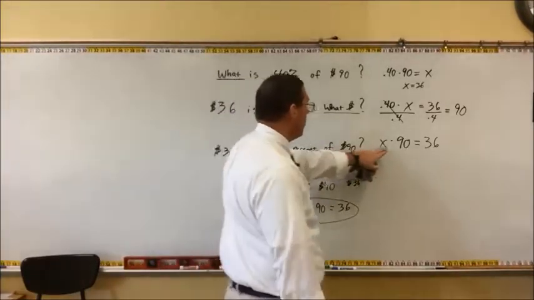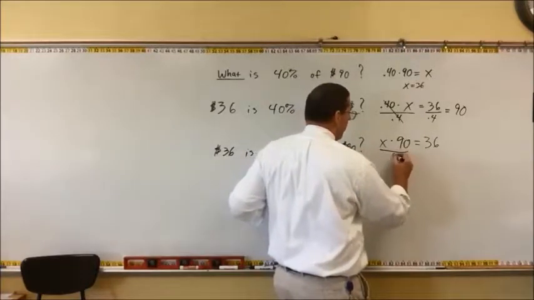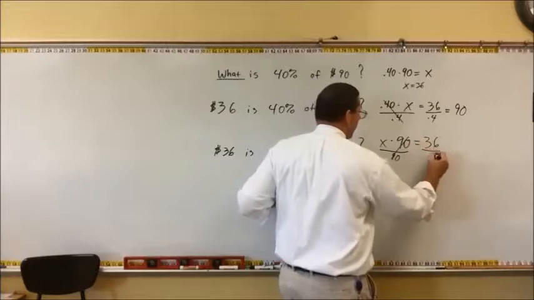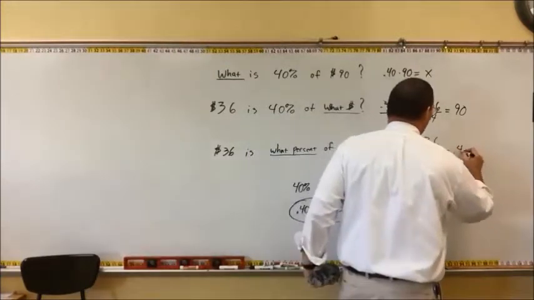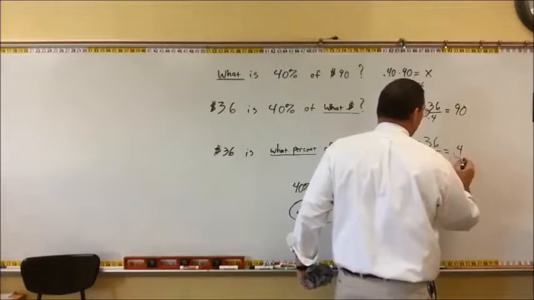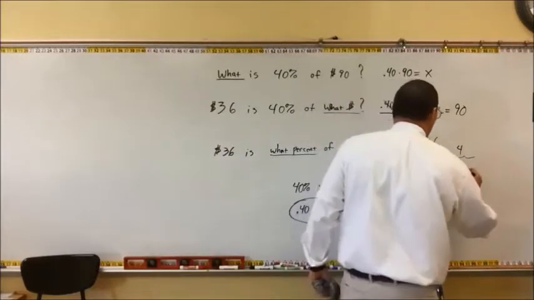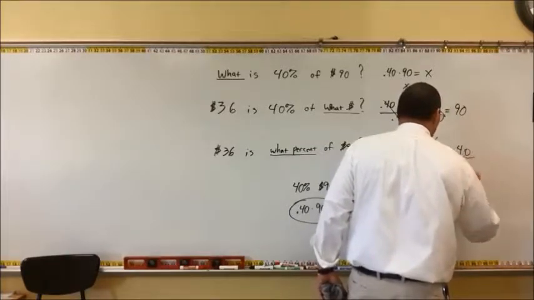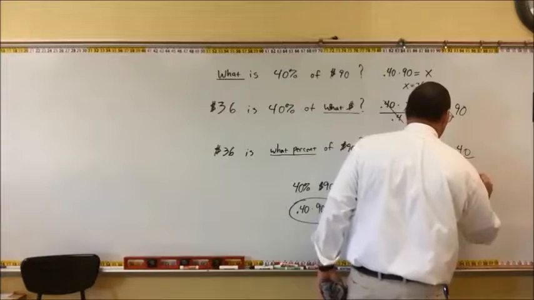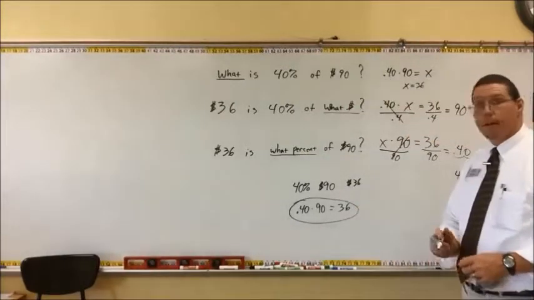And then the last one here, again, how do we get X by itself? We divide by 90, divide by 90, and 36 divided by 90 is 0.4. Move the decimal point over 2 places, or just multiply by 100, and you'd have to put a 0 there, okay? And you would get 40%. So here's what I want to do. I want to boil all this down to 3 basic rules.